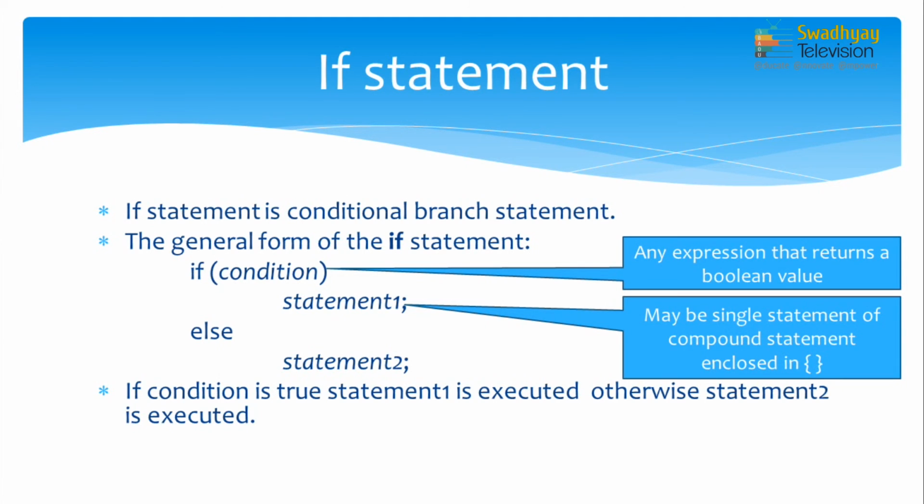So, we start with the first statement which is if statement. We can say if statement is a conditional branch statement. You can see on the screen the general form of if statement. In if statement, we write if, which is a keyword, and then we have to mention a condition. A condition is any expression that returns a boolean value which is either true or false. If this condition is true, then statement 1 is executed, and if this condition is false, then whatever statement we write inside else is executed. So, this is how if statement works.